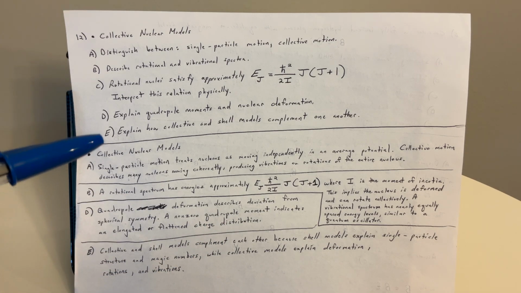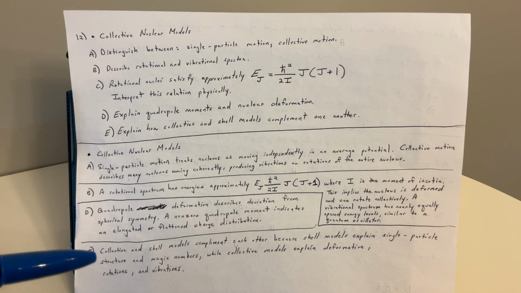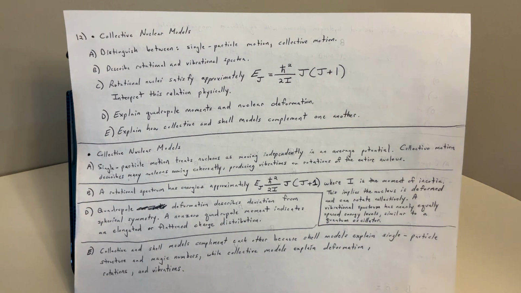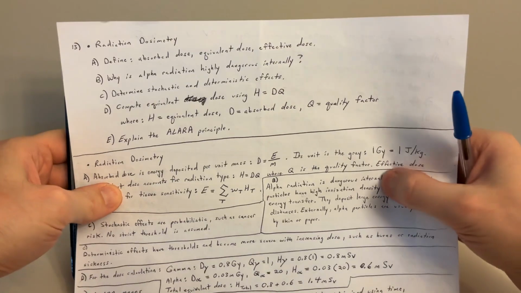Letter E. Explain how collective and shell models complement one another. Collective and shell models complement each other because shell models explain single particle structure and magic numbers, while collective models explain deformation, rotations, and vibrations. So that's number 12. Again, that's canonical. 13, moving along. This is also standard.